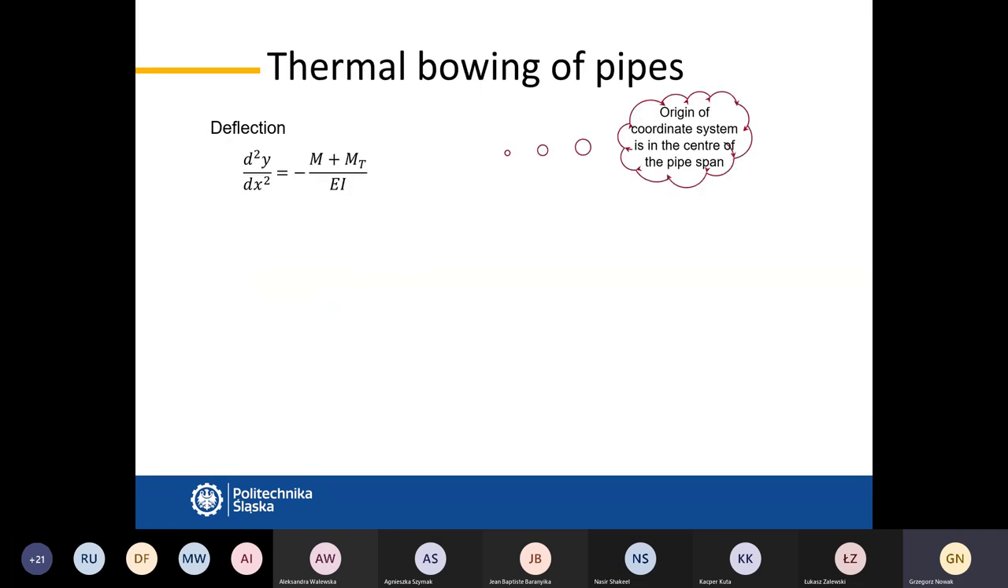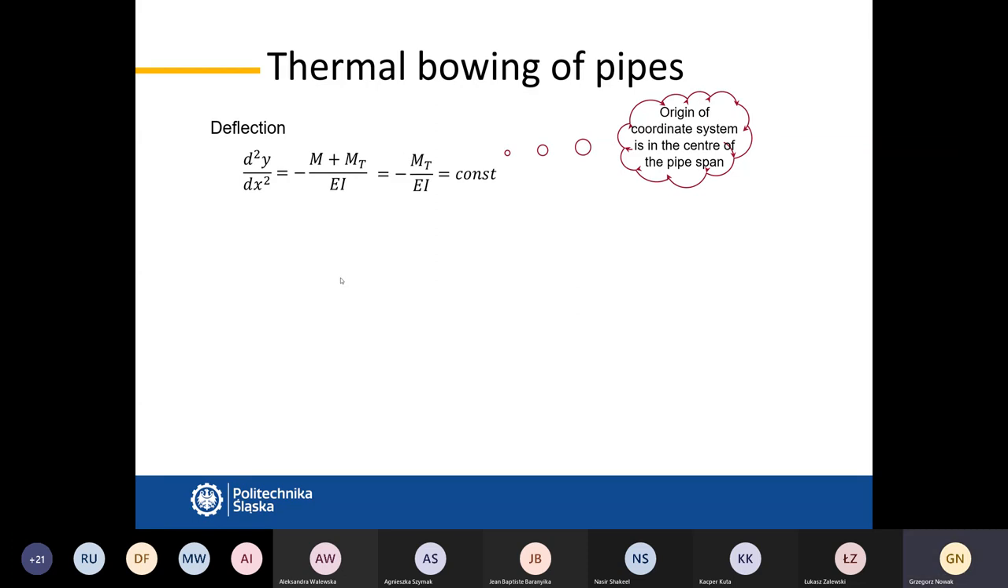Okay, if we look at the deflection of such a pipe, you know the equation for deflection of a beam, so this is a beam whose susceptibility or flexibility is governed by the I parameter, the moment of inertia.